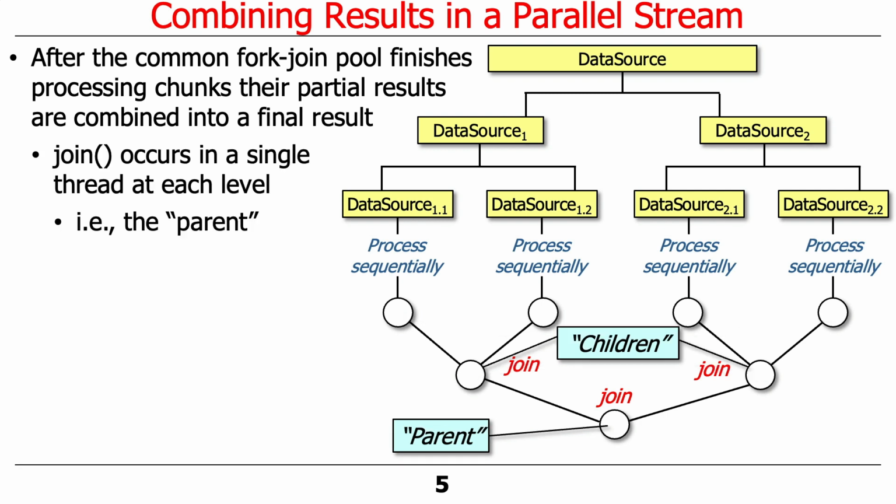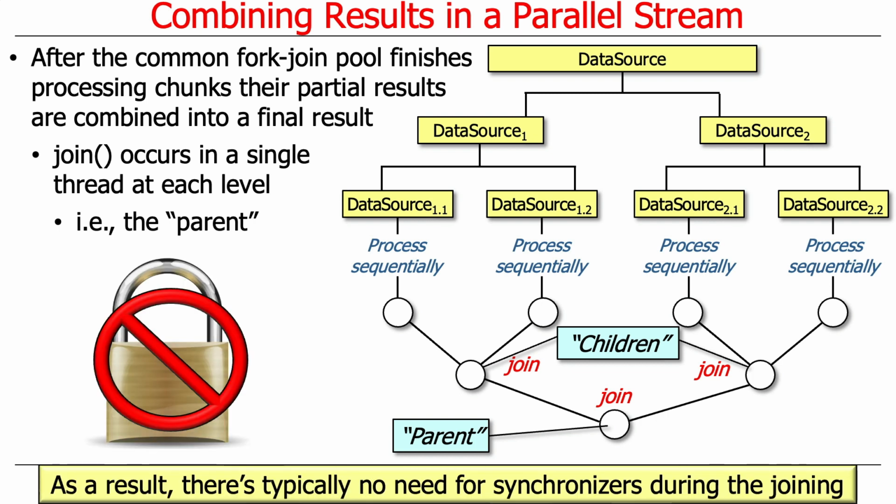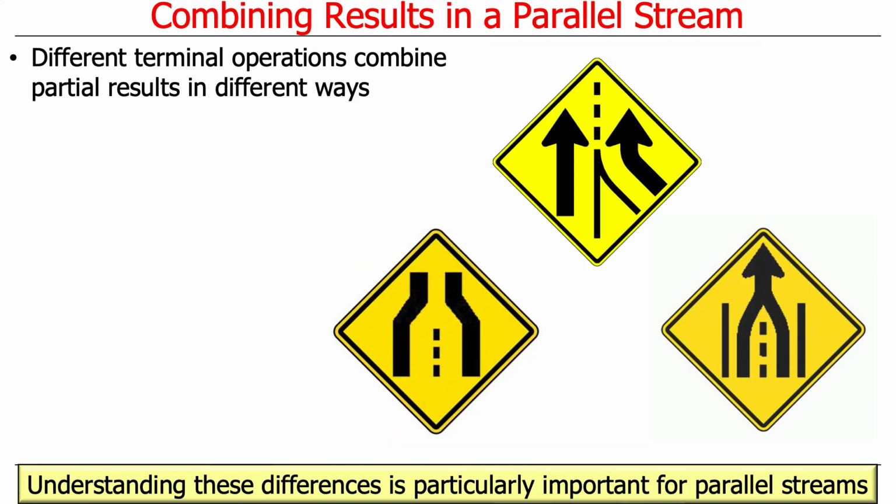Note that the join occurs in a single thread at each level. In other words, the parent at any given point joins its children together until we end up with a final result. As a consequence of this, even with non-concurrent collectors when used with parallel streams, there is no need for any synchronizers. You don't have to put any locks in your code. That'll be handled for you by the underlying framework.